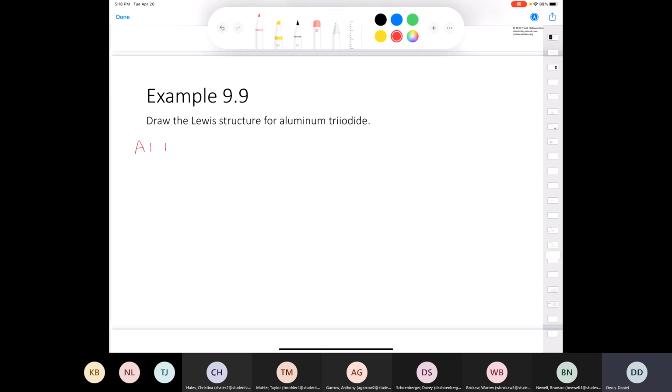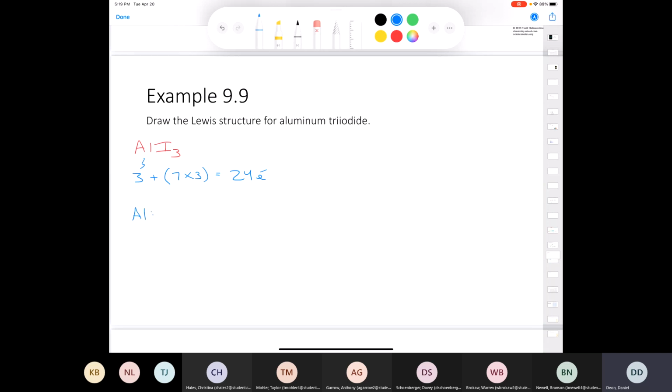So if we have aluminum triiodide, the first thing we'll do is tally up the total number of valence electrons. Aluminum is in group 3, so it's got a total of 3 valence electrons. Iodine is a halogen, which is found in group 7A. So we have 7 valence electrons times 3, so that's 21 plus 3, which gives me a total of 24 electrons.